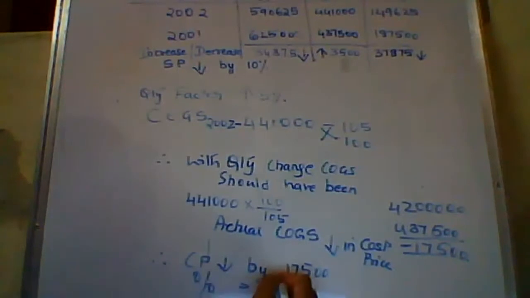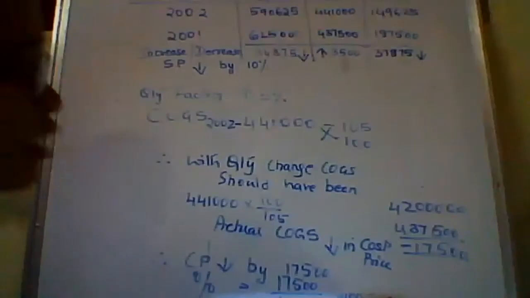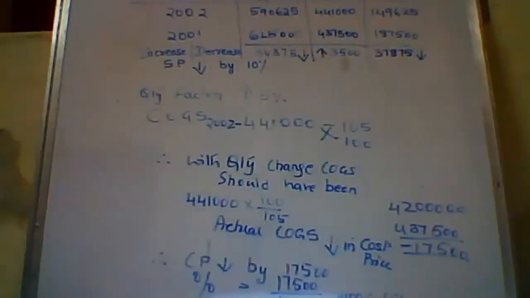The percentage is how much? 17,500 divided by 4,37,500. 4%. Okay, take this down.